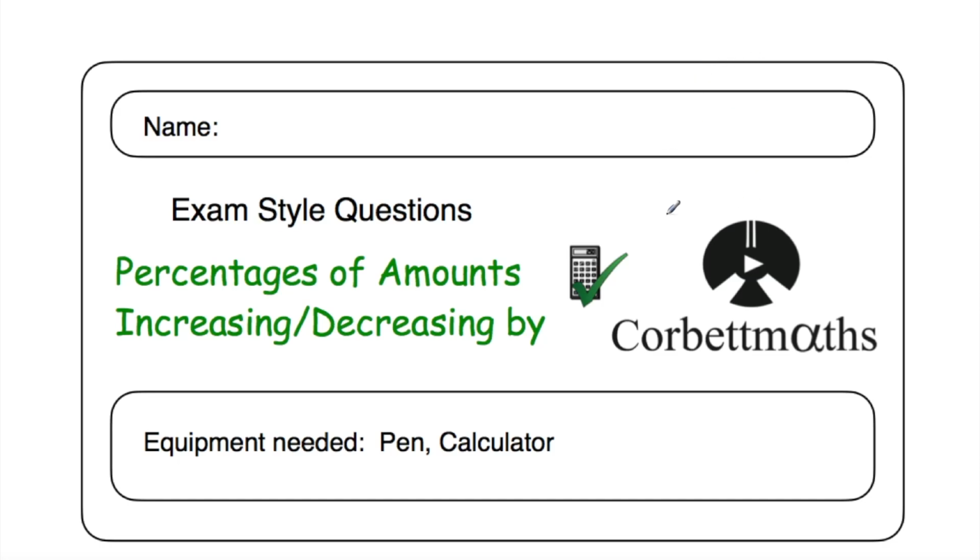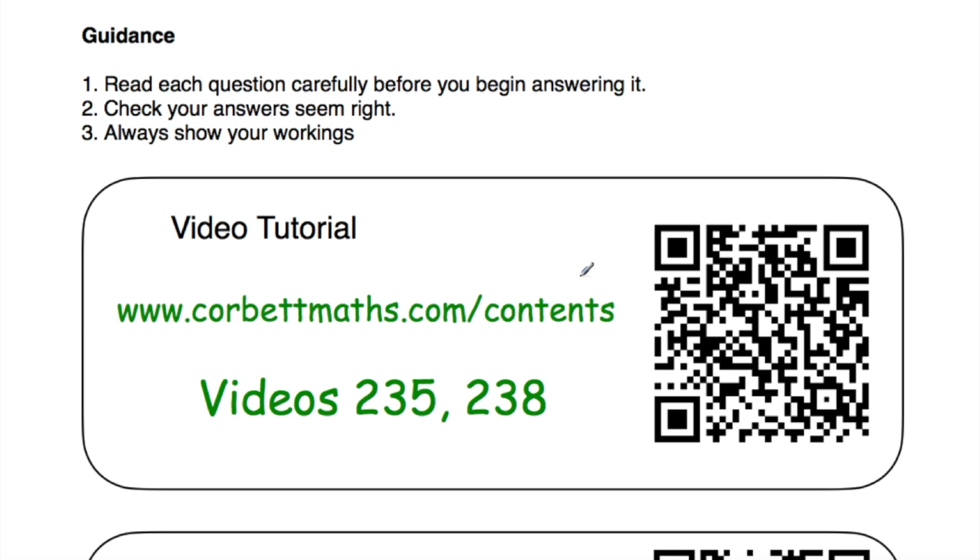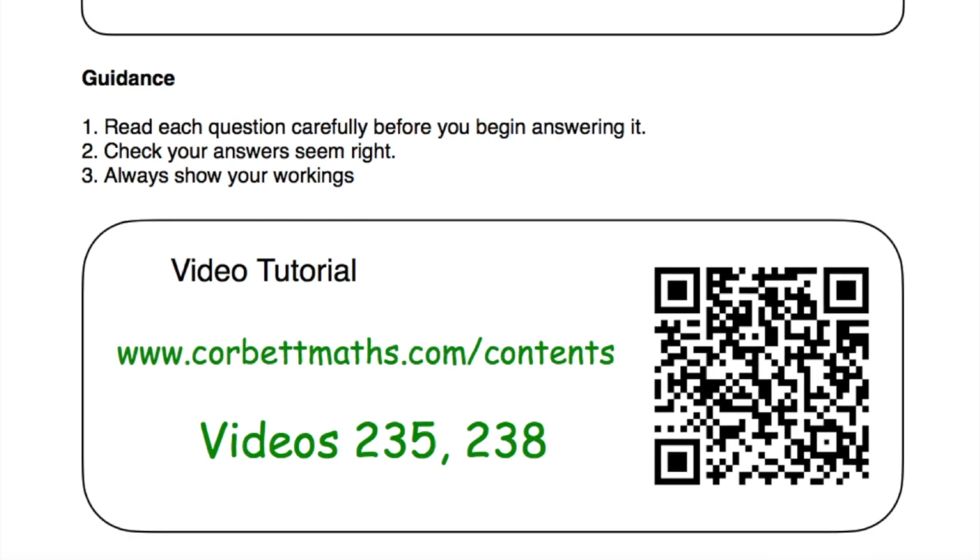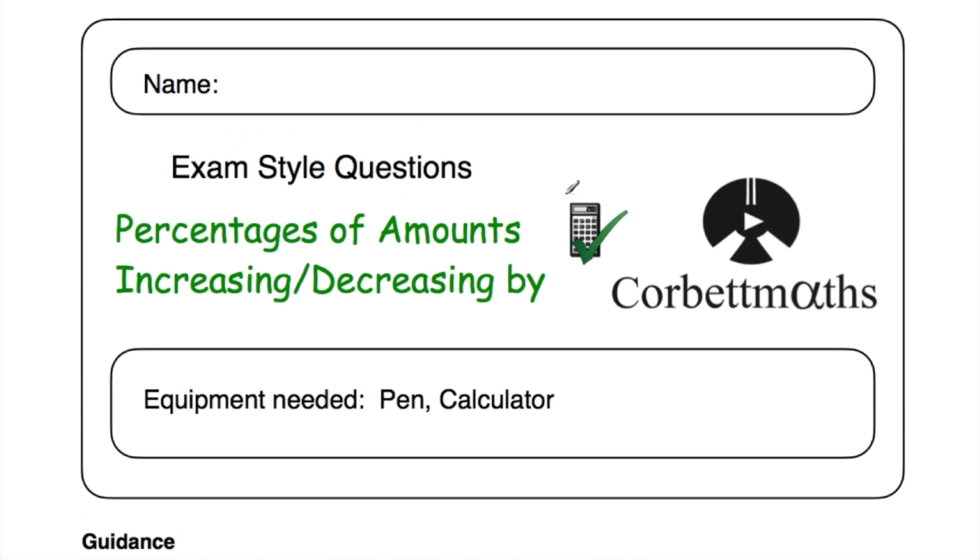In this video, we're going to look at the video solutions to the Corbettmaths practice questions on percentages of amounts, and we're going to be looking at the calculator questions today. If you need any extra help on percentage of amounts using a calculator, go to Corbettmaths and go to the videos and worksheet section and scroll down to video numbers 235 and 238, and there's dedicated video tutorials there on percentages of amounts and increasing and decreasing by percentages that use calculators. Alternatively, you can scan this QR code. But in this video, we're going to focus on the video solutions to the practice questions, so let's get started.